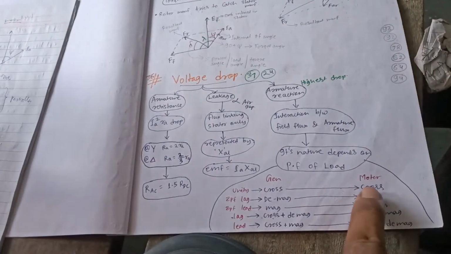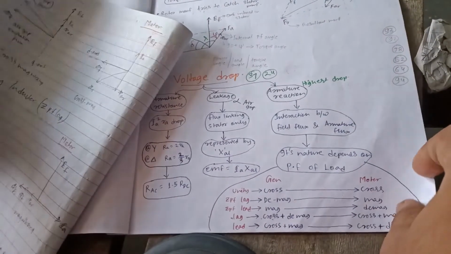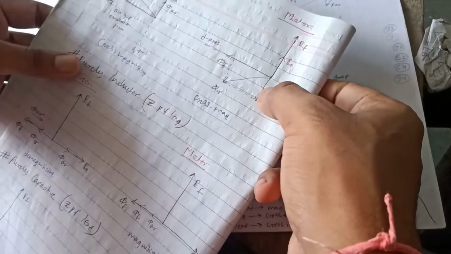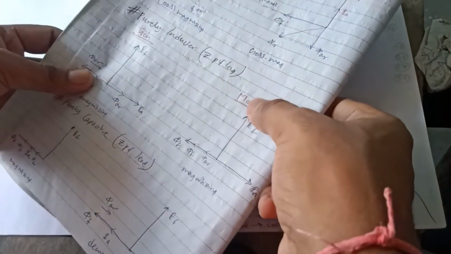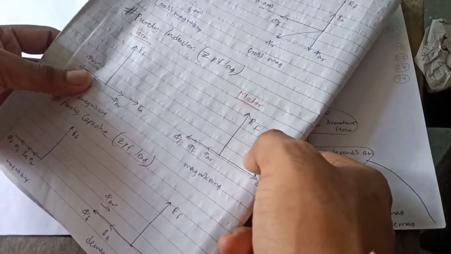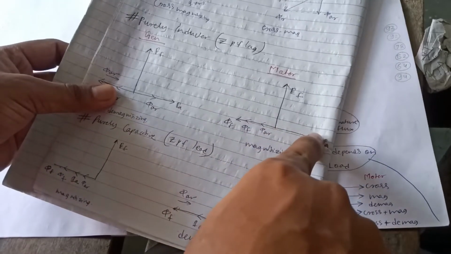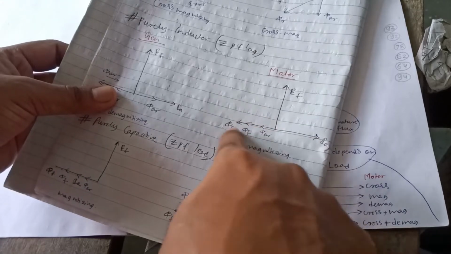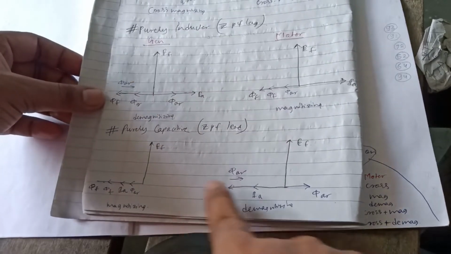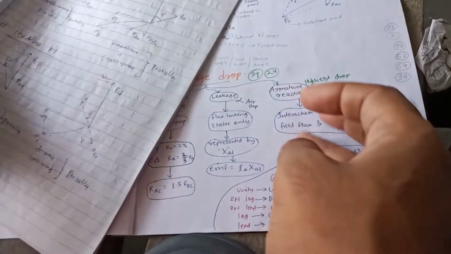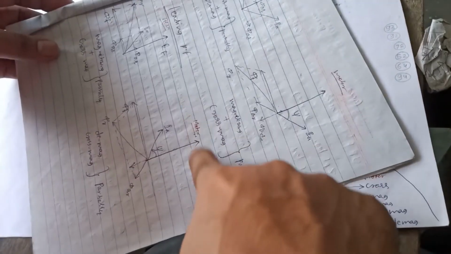In the same way, we can find out for the generator and for the motor also. For unity, this one will contribute only cross magnetization. For zero power factor lag, the current will be this one, and its flux is opposite, as you know very well, so it will be magnetization. For motor and generator both it is shown, and in the same way for leading and lagging power factor you can see very well. It's very easy to understand.